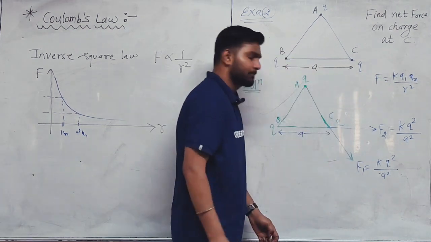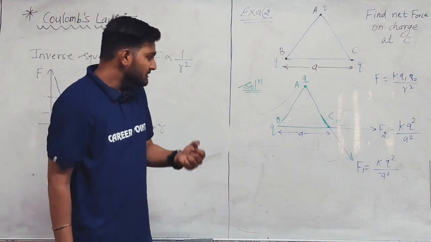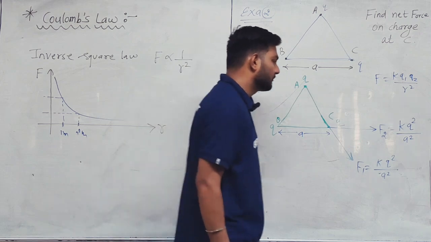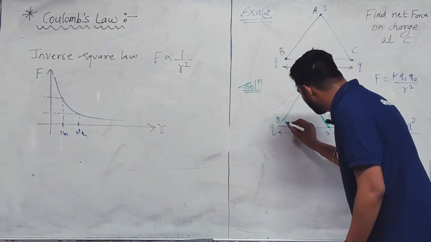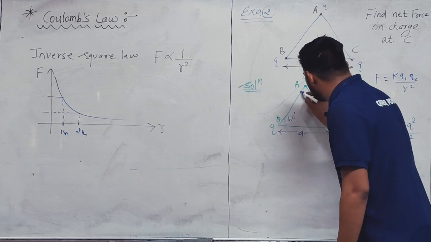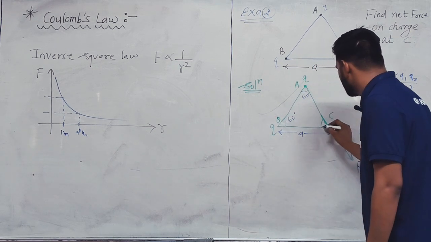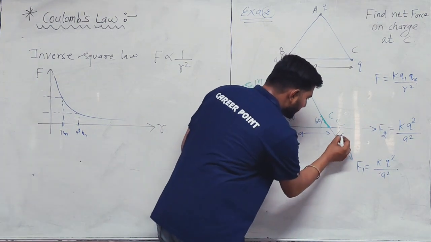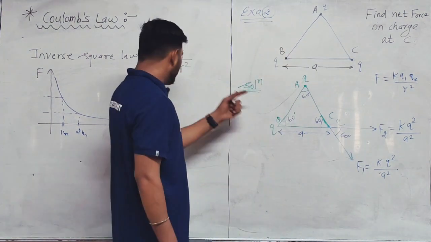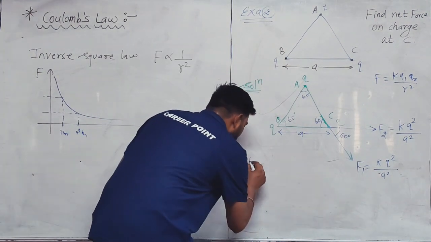So these are two forces in different directions, and both are vectors, and we know the formula of the resultant vector. In an equilateral triangle all three angles are 60 degree. This will also be 60 degree. If this is 60 degree, then this will also be 60. And we know that the resultant force is what?